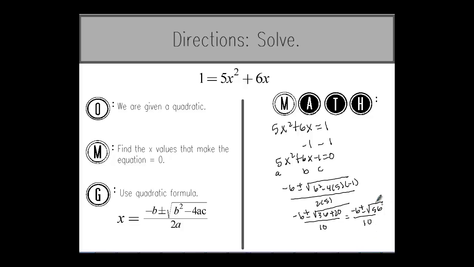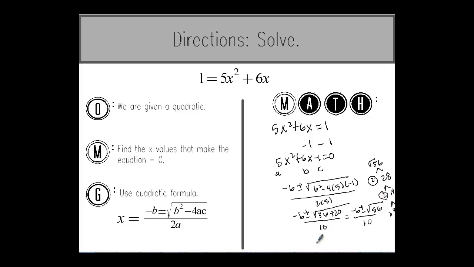I know the square root of 56 is not a perfect square, but I'm going to see if I can reduce it. So the square root of 56 breaks down into 2 and 28. 28 breaks down into 2 and 14. 14 breaks down into 2 and 7. When I am simplifying a radical, I can only pull out pairs, so I have a pair of 2's.